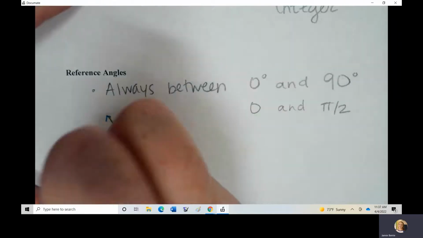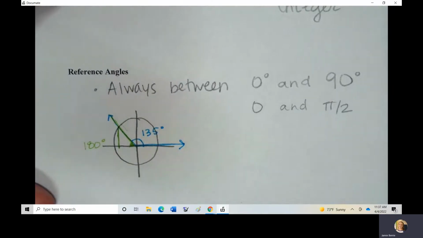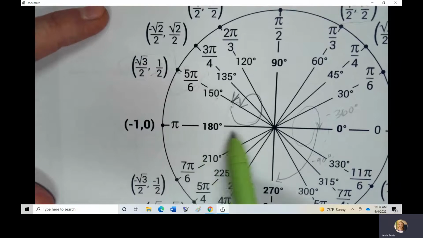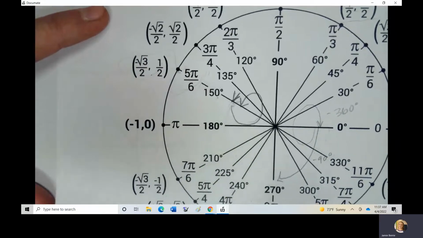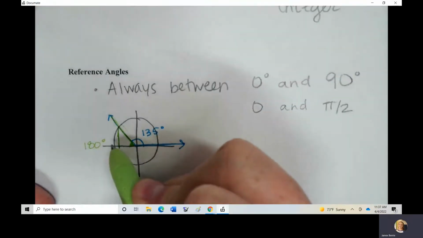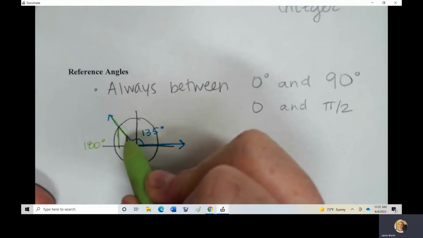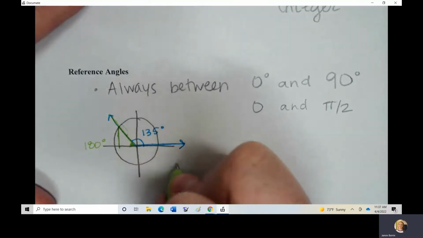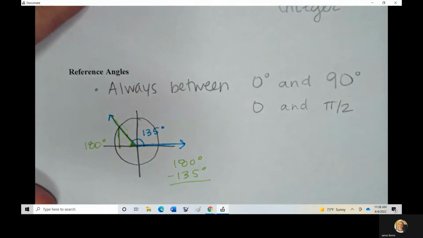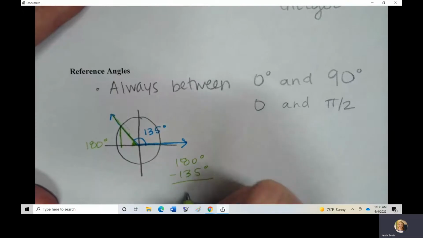Now, how could we find that? Well, pretty easily. We know that this is 180 degrees over here, just like on the unit circle. This is the unit circle, that horizontal axis on the left side, that's going to be 180 degrees. So if this is 180 and this terminal side right here represents 135 degrees, then you can just do 180 degrees minus 135 degrees. 180 minus 135 is 45 degrees.